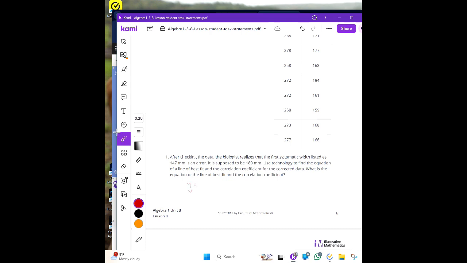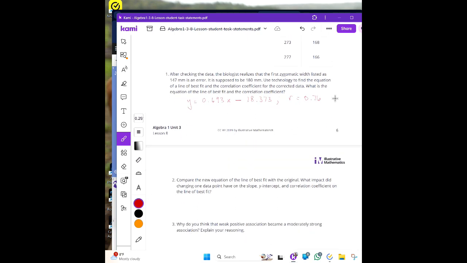Y is equal to 0.693x minus 18.373. Okay, and we have an r is equal to 0.76. So that is the line of best fit and the correlation coefficient.